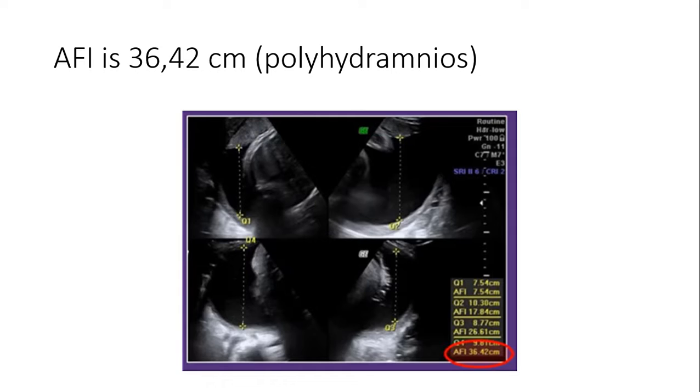This is the example of AFI measurements. When you see the collection of fluid is much more than it should be, 36 centimeters is the AFI, so it is polyhydramnios. You see this measurement is a very big one. This is a long distance, this distance is very long, and as well as the last one. So AFI is 36 and even some more centimeters.